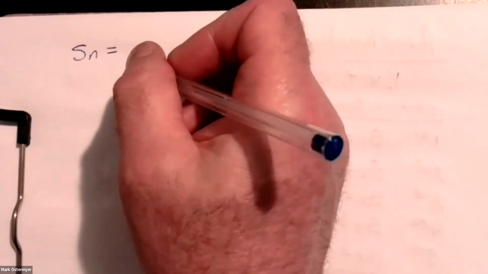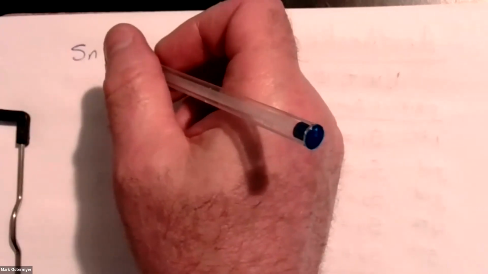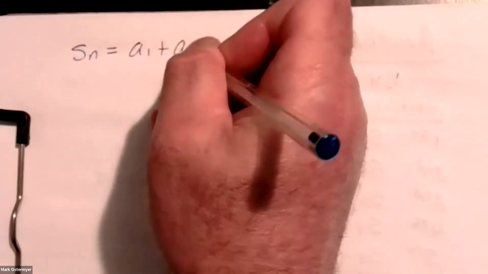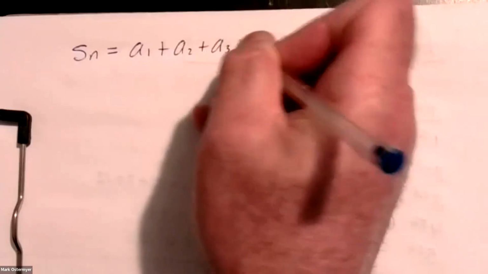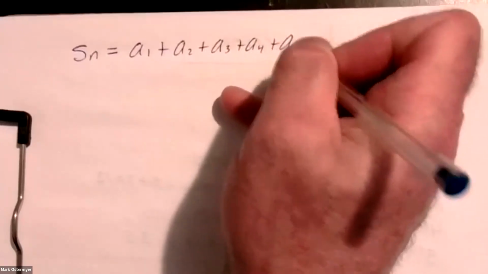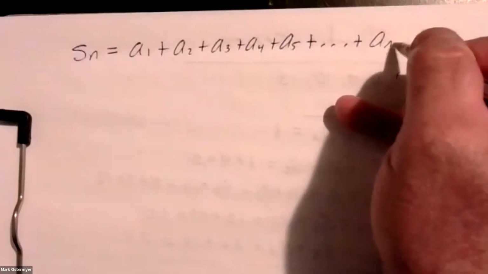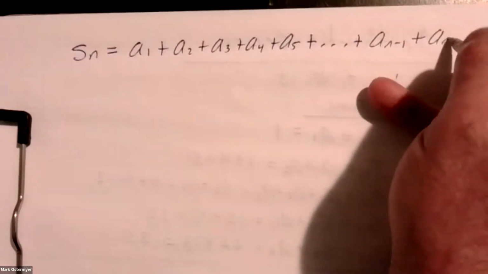All right, now let's take this to the nth level, if you will, the nth partial sum. So here we go. The nth partial sum of an arithmetic sequence, where we add together the first n terms, is going to be the first term added to the second term, added to the third term, plus the fourth term, plus the fifth term, plus dot, dot, dot, all the way up to the n minus 1th term plus the nth term. Correct?